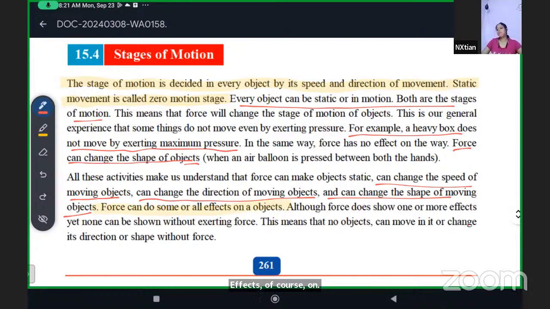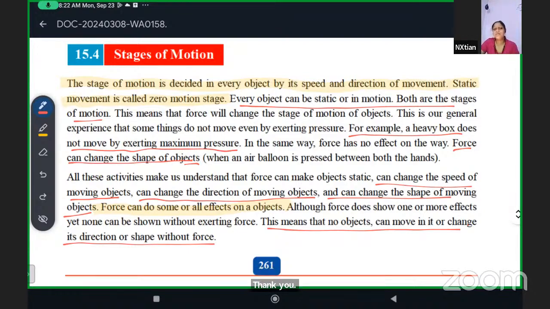Force shows one or more of these effects, and none can be shown without exerting a force. Force shows these effects only when force is applied. If force is not applied, these effects will not be there. This means that no object can move or change its direction or shape without force.